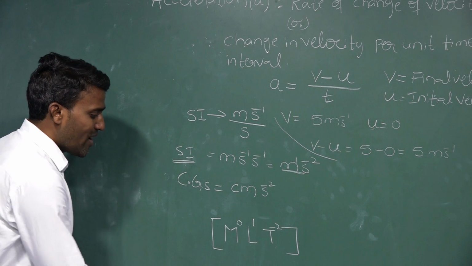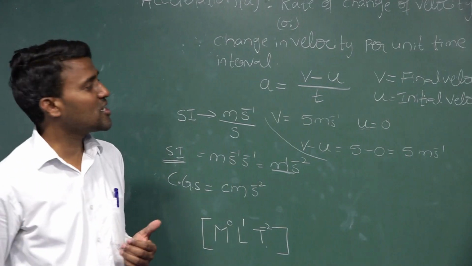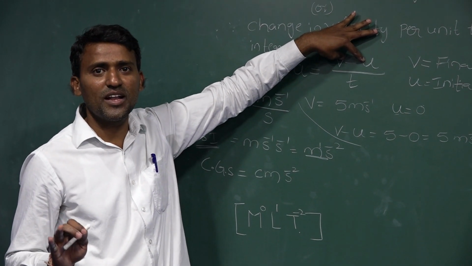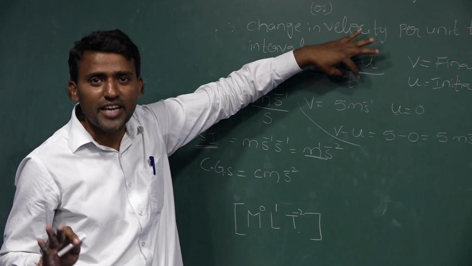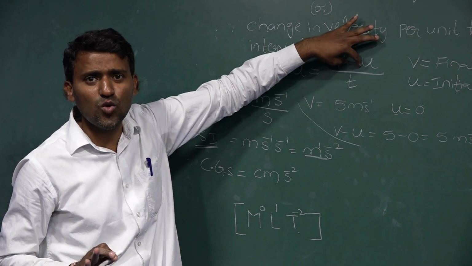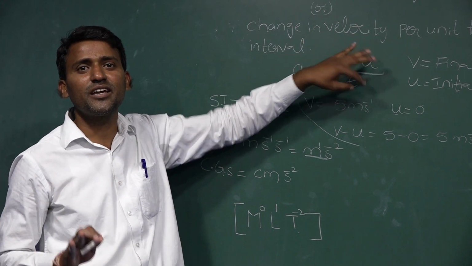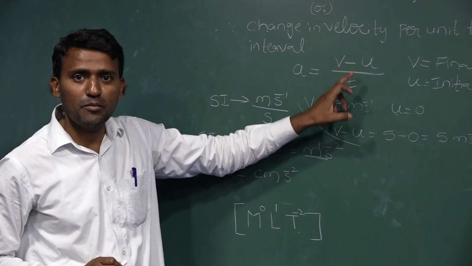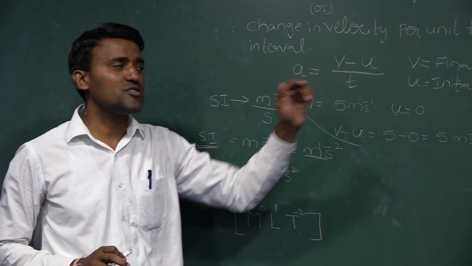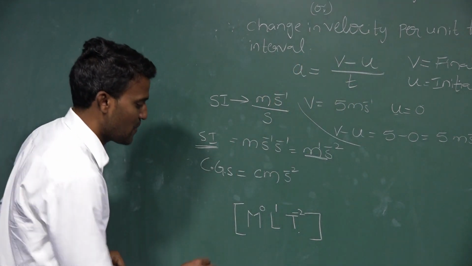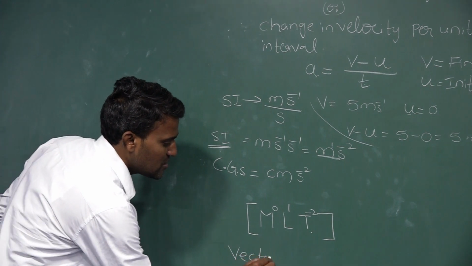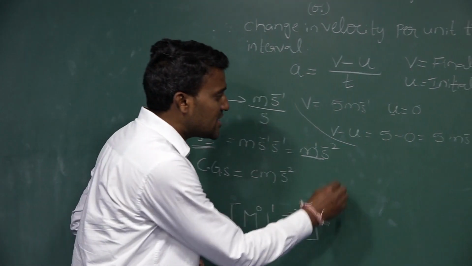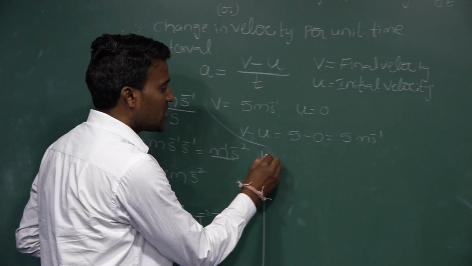Now, is the quantity a vector quantity or a scalar quantity? See here, change in velocity, so in the numerator it is the velocity. Velocity is a vector quantity, time is a scalar quantity. Vector quantity divided by scalar quantity, I told you just before, vector divided by scalar is equal to vector. So acceleration is a vector quantity, isn't it? And next one, retardation. I want to write about the retardation.